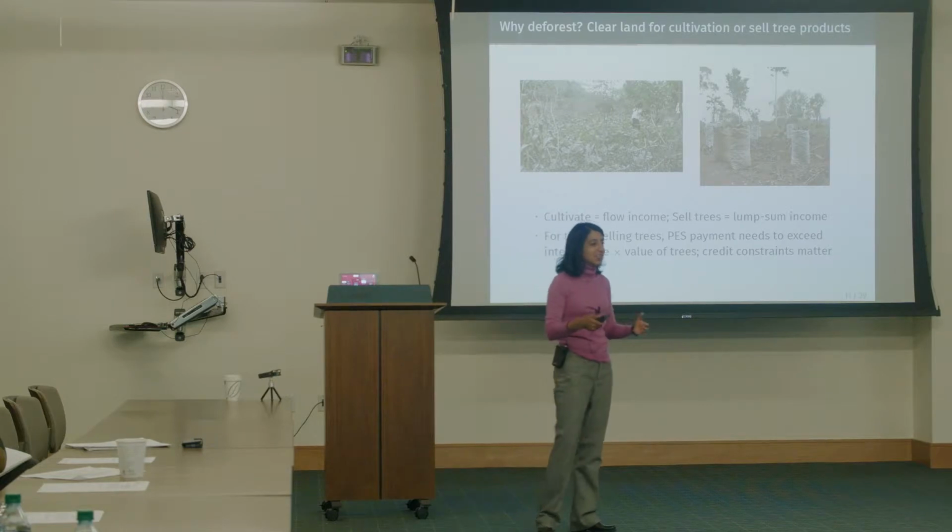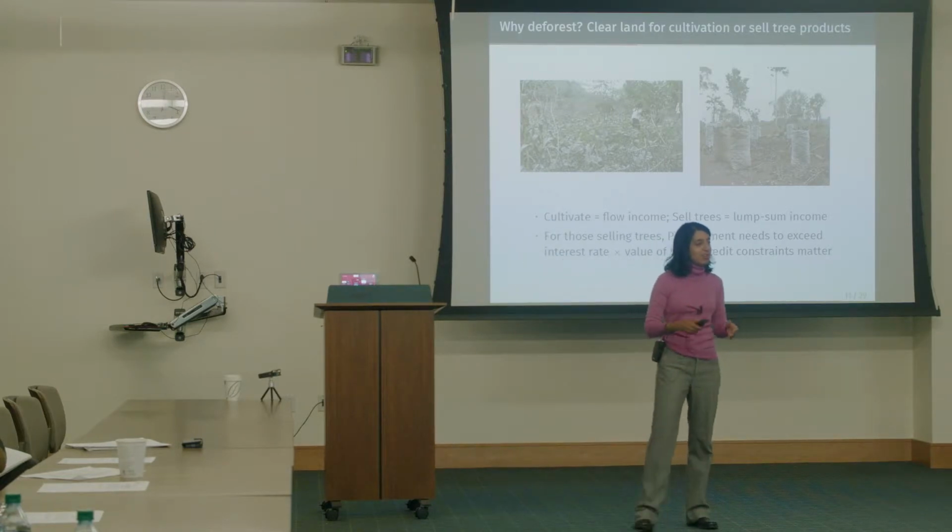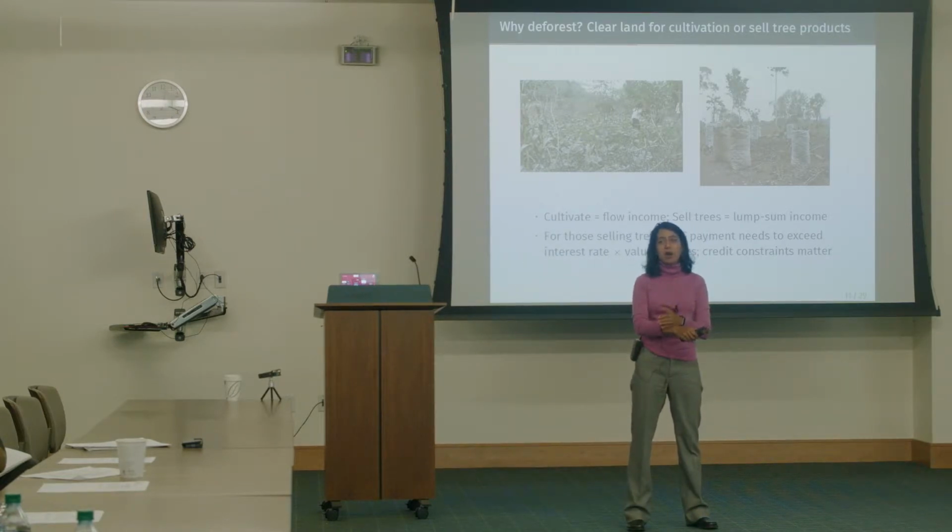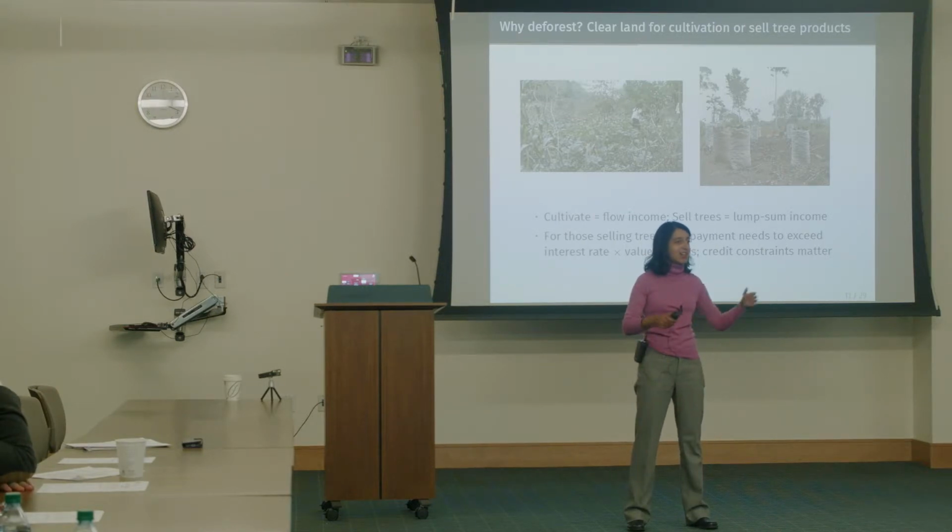So this was one we thought about. Had we had more bandwidth, I think we would have tried to cross-randomize with access to credit, because there's other work that says access to credit might increase deforestation, because people can buy the chainsaw or what have you, or they can buy the tractor and they need more land. But I think in our setting, people are cutting down trees for emergency cash.